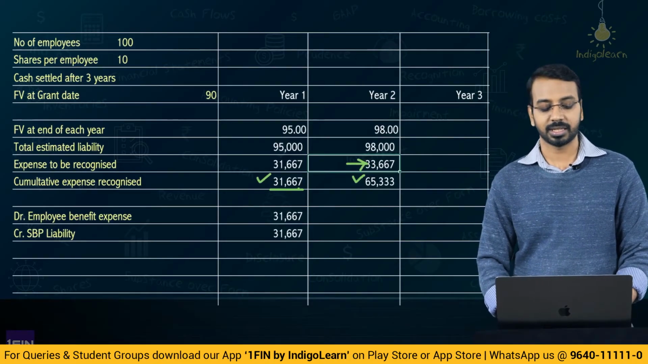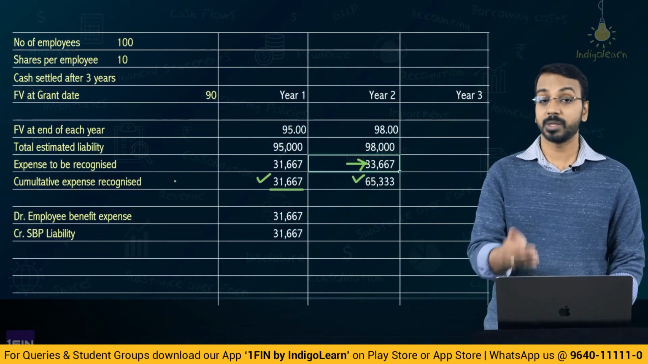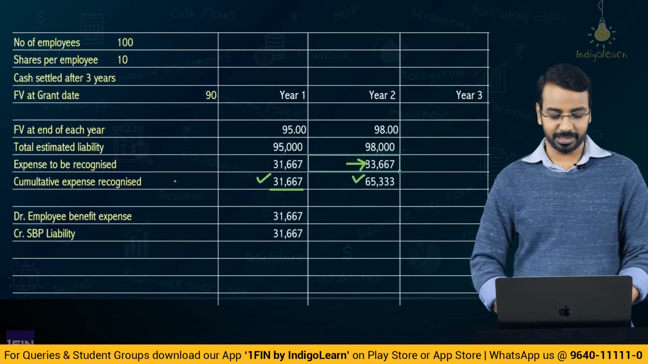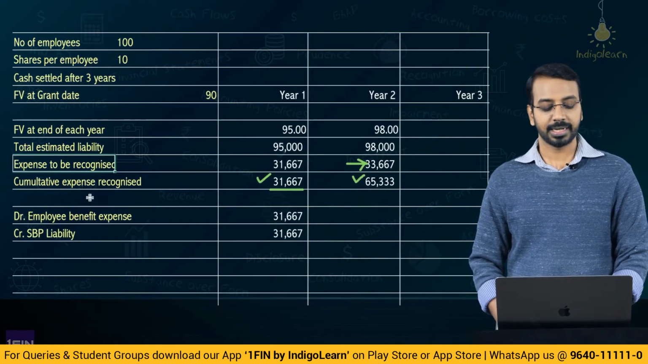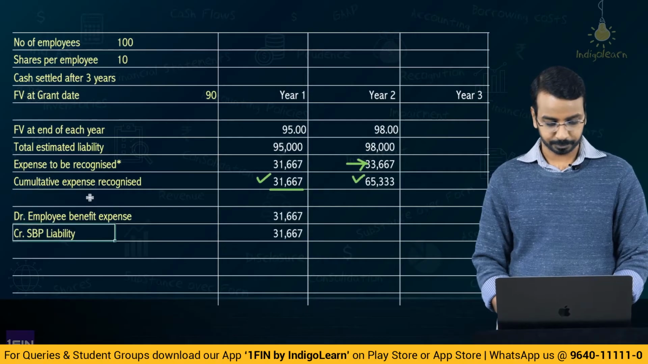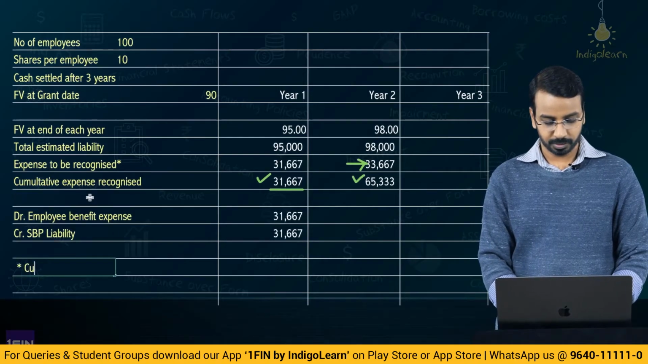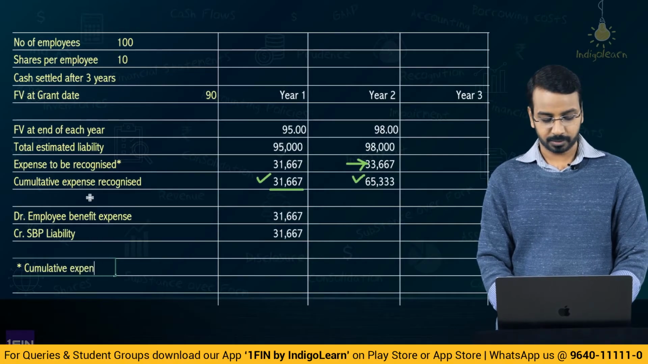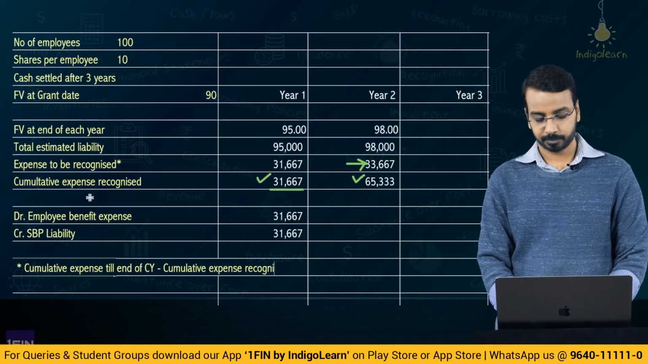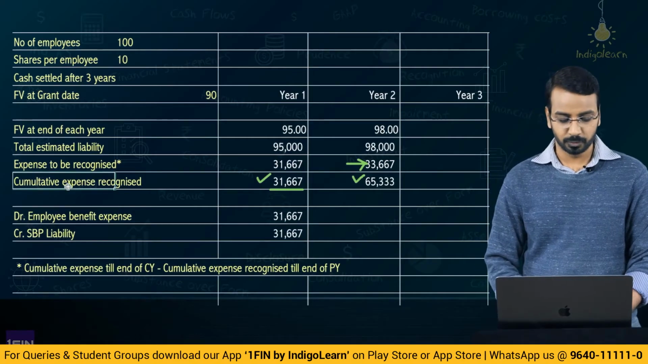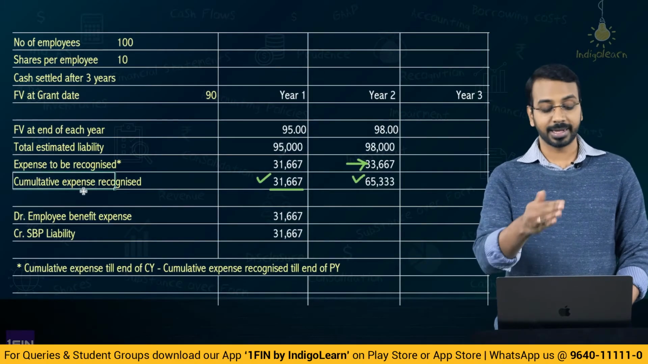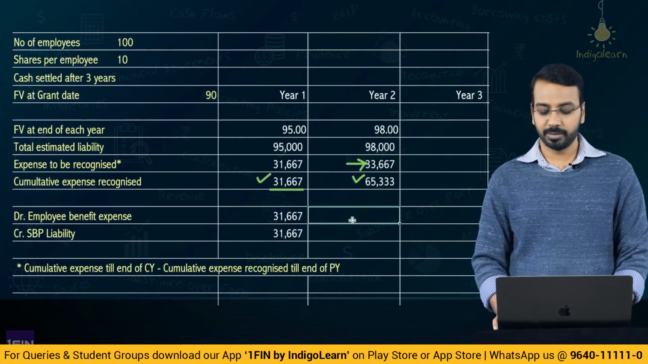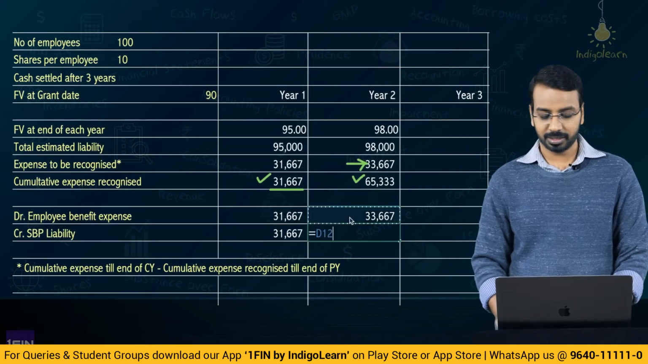So this 33,667 is nothing but cumulative expense to be recognized minus cumulative expenses already recognized. So if you want, you can just make a note here saying that this expense to be recognized is nothing but cumulative expense till end of current year minus cumulative expense recognized till end of previous year. Okay, you can write that, or to simplify this, maybe you can move this cumulative expense recognized row above and expense to be recognized below. Either way it is fine, right? So what will be the entry? 33,667 debit and 33,667 credit.